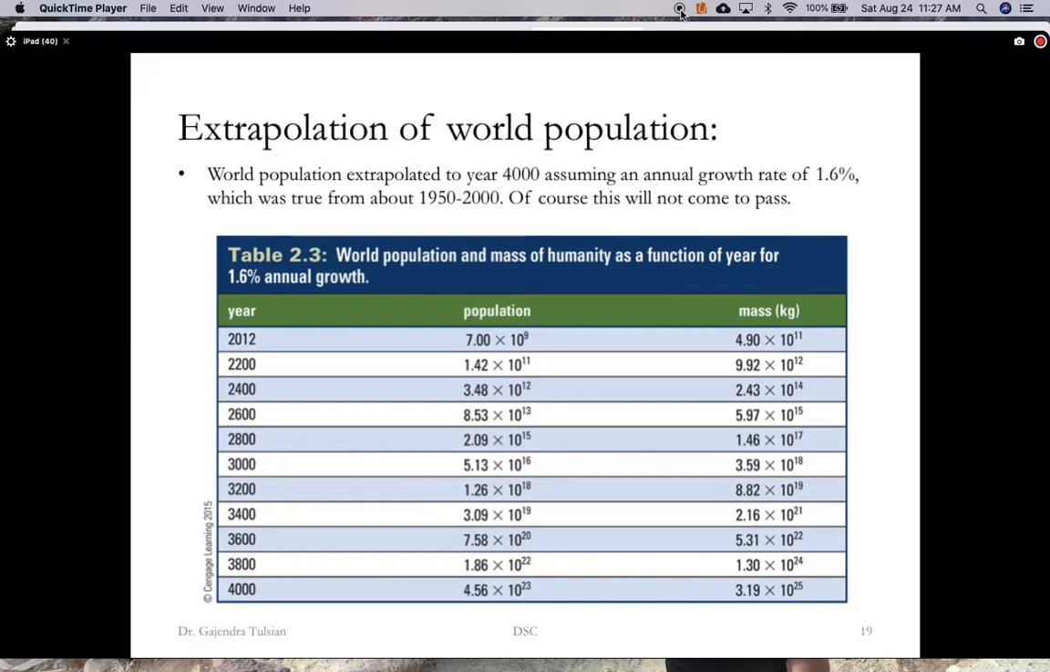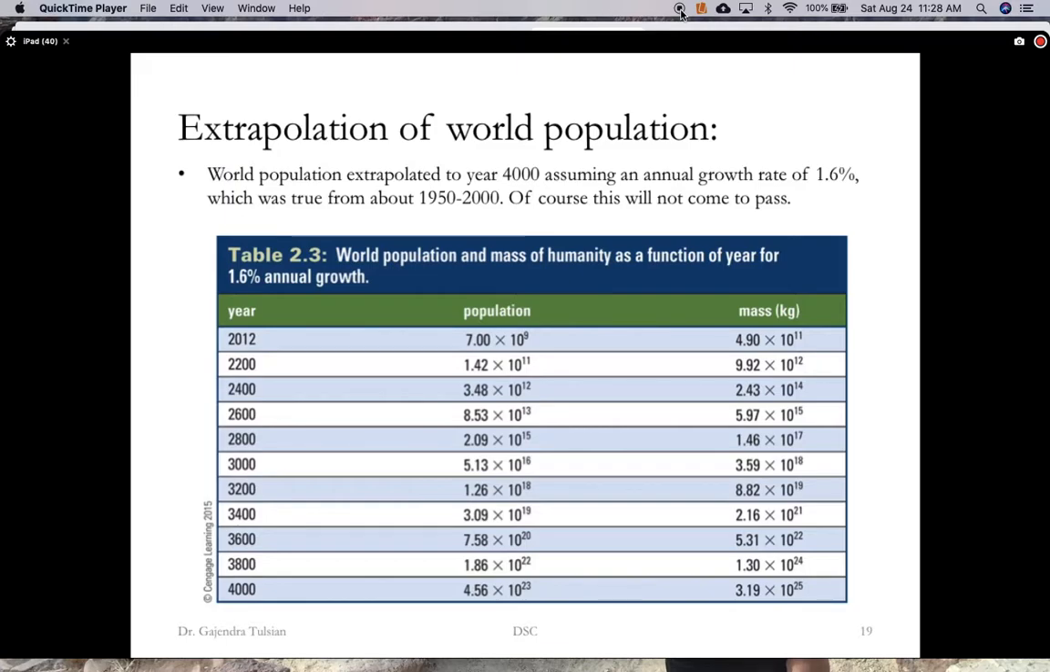Now, if the world population kept growing exponentially, what would the world population be? So here are some scary numbers. What would the world population be in year 4,000, 2,000 years from now? Now, this really won't happen, but assuming an annual growth rate of 1.6%, which was the rate at which the world's population grew exponentially for the 50 years between 1950 and 2000. It grew at the rate of 1.6%. That was an exponential growth.